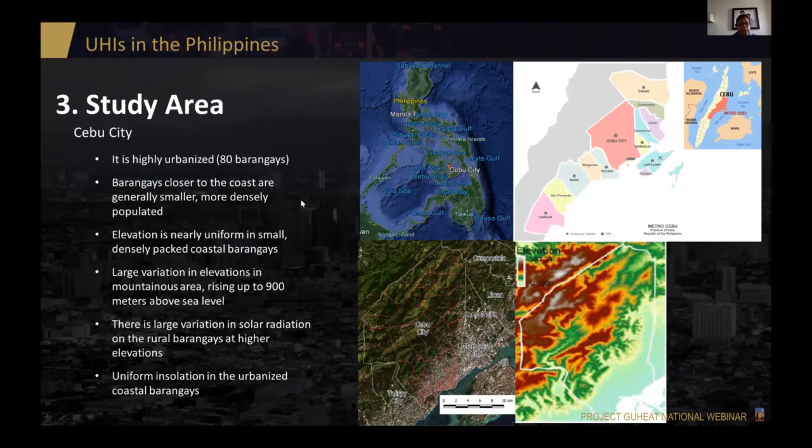Barangays closer to the coast are more densely populated, and there is also more development. Elevation is uniform in the coastal barangays, while there is variation of elevation in the hinterlands, in the rural areas. There is also large variation in solar radiation on the rural barangays at higher elevations, whereas solar radiation is nearly uniform for coastal barangays where urbanization can be found.